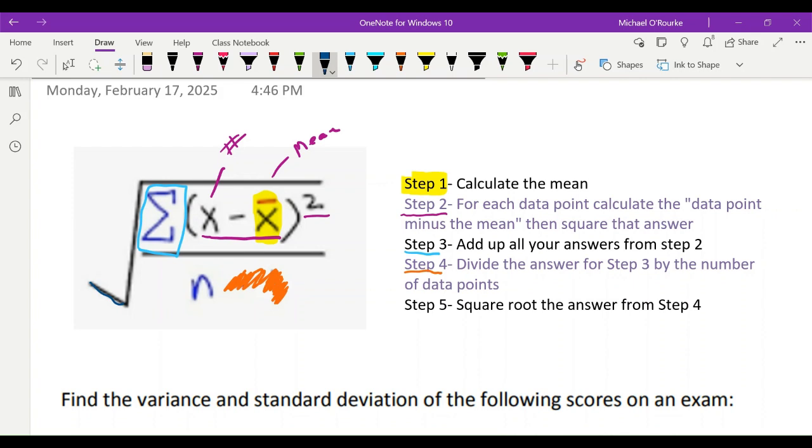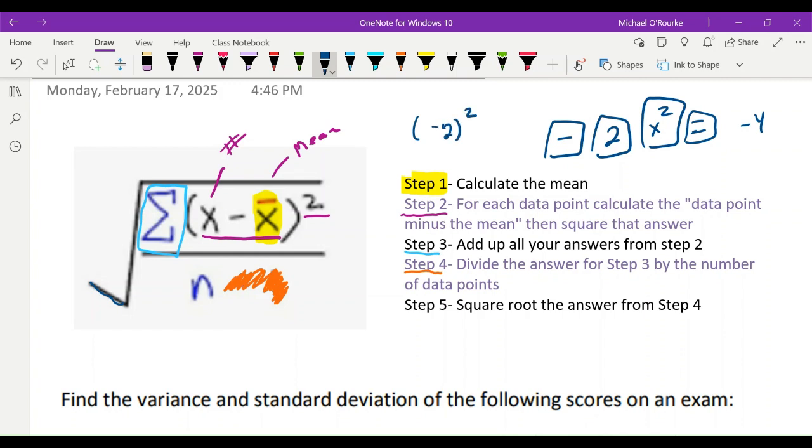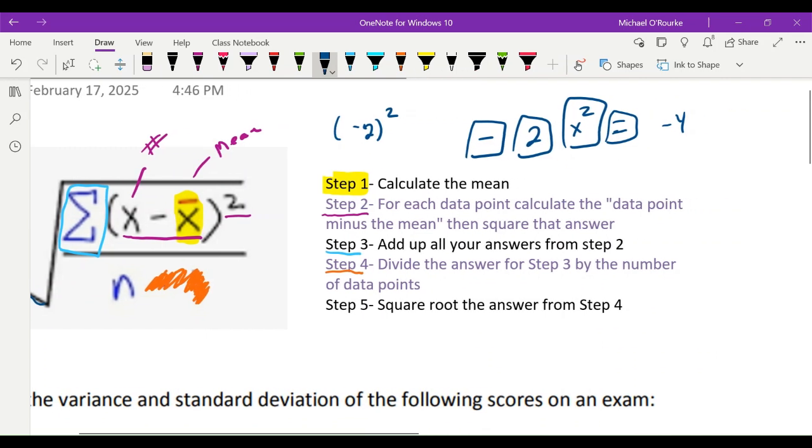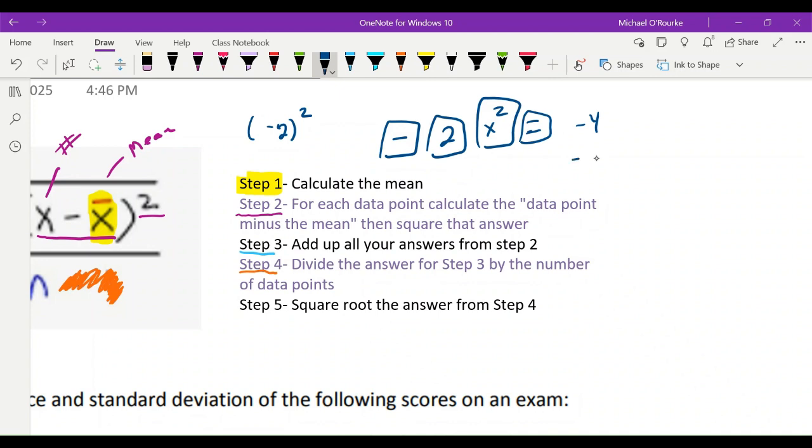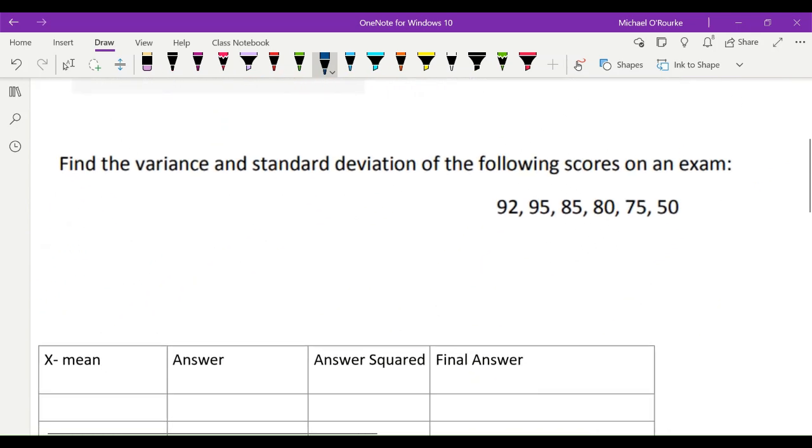Now, I will tell you right off the bat that if you plug in -2 into your calculator and then hit the x squared button, you are going to get -4 as an answer. What you have to do is go bracket -2, bracket squared. So just be aware of that. The first one is going negative times 2 times 2, which gives you -4, whereas this one is -2 times -2, which will give you 4. All right, so let's go work through this.